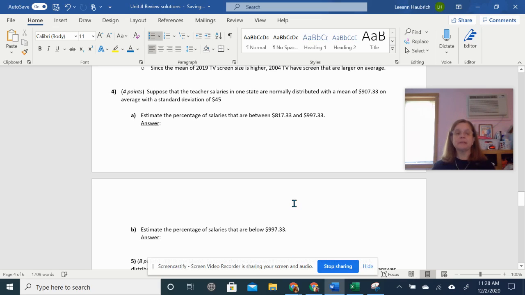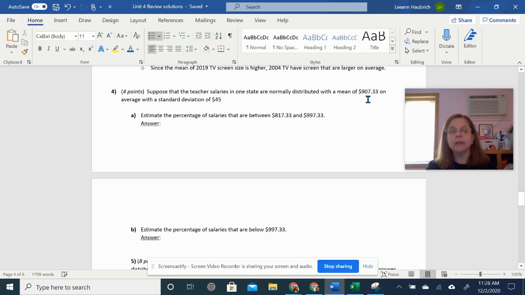Oh, more teacher salaries. Suppose that the teacher's salaries in one state are normally distributed with a mean of $907.33 on average. These must be weekly salaries. And a standard deviation of 45. Estimate the percentage of salaries. Okay, so we're trying to figure out what percentage of salaries lands here.